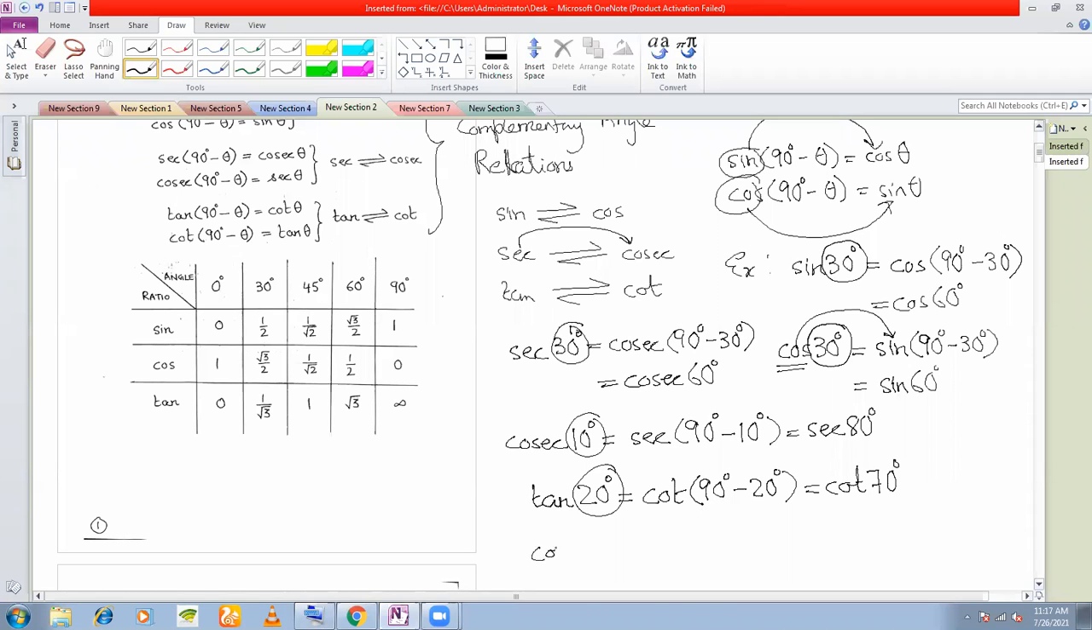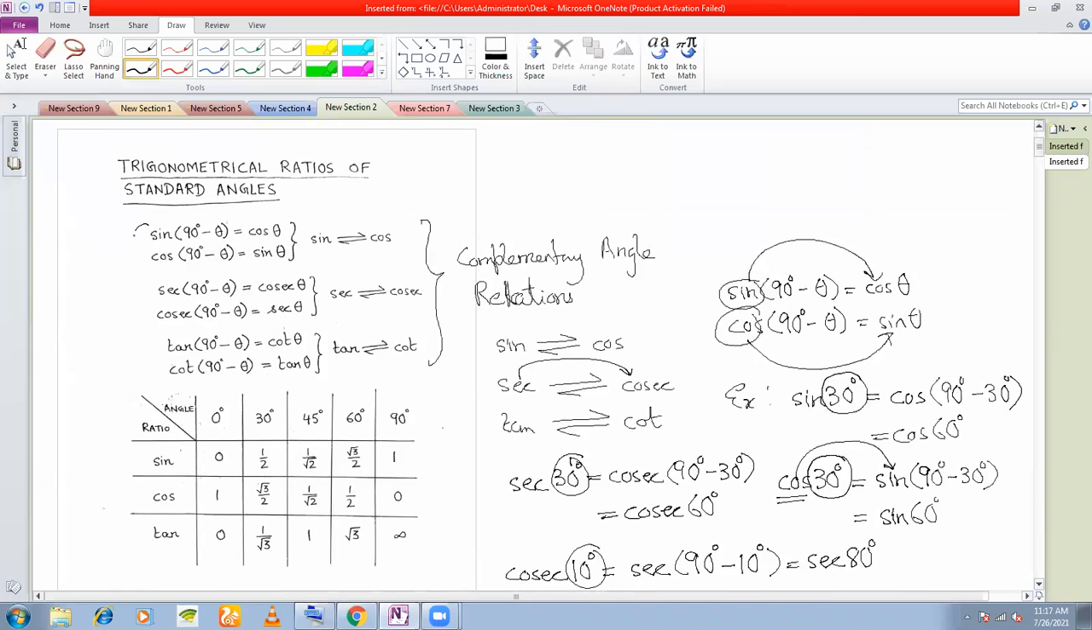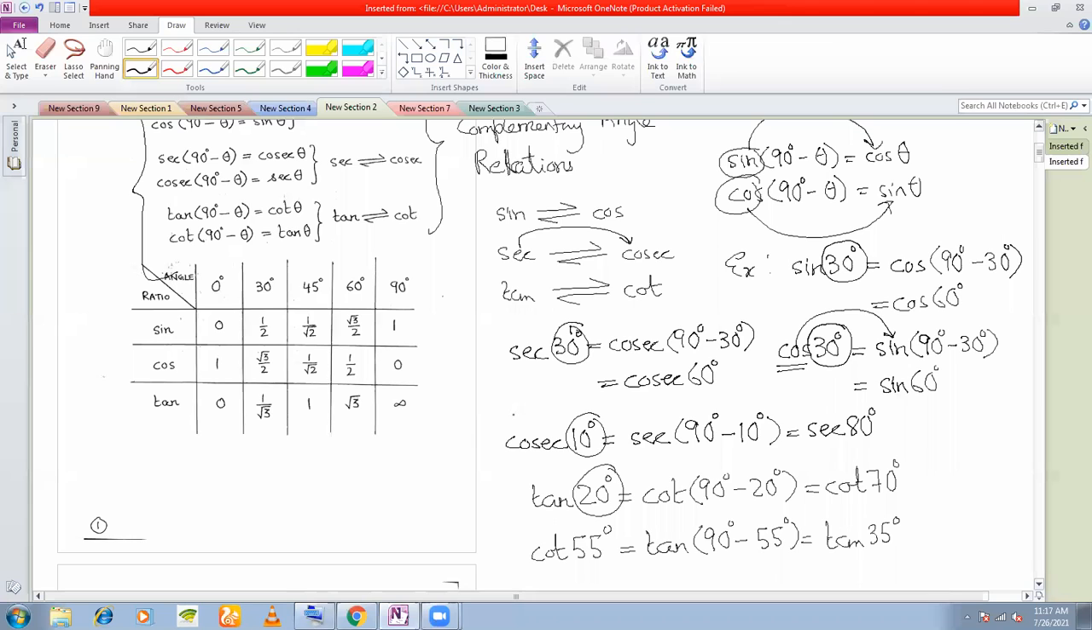Suppose I have cot 55 degree. I want to convert cot to a tan. How do I convert cot to a tan? I subtract 55 from 90 degree. So all these formulas we have to learn. Yes, you have to remember these. And these are the examples that I am giving you.